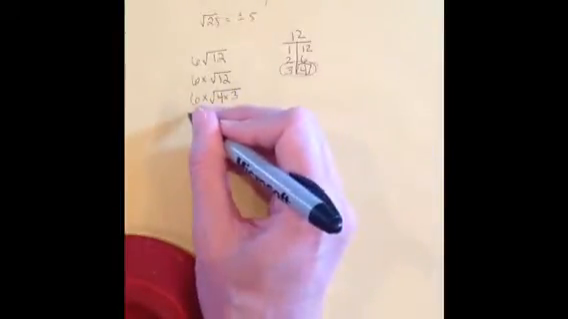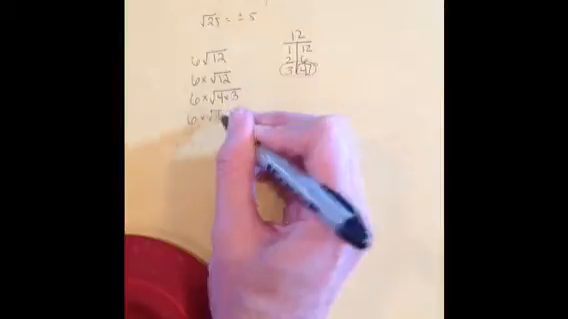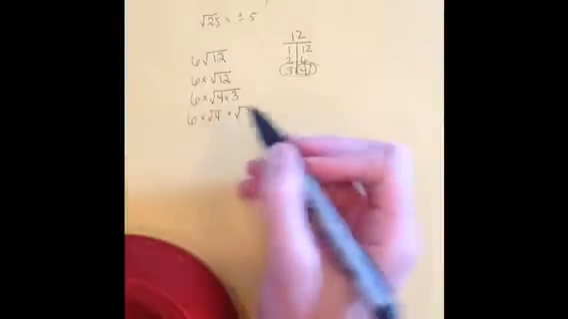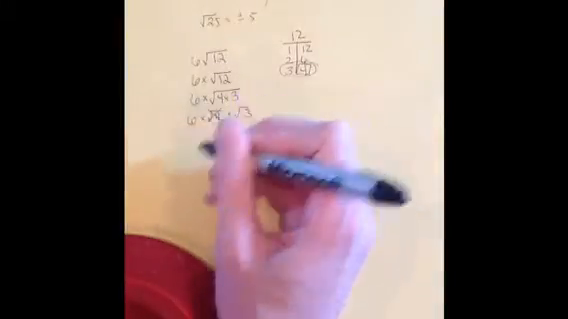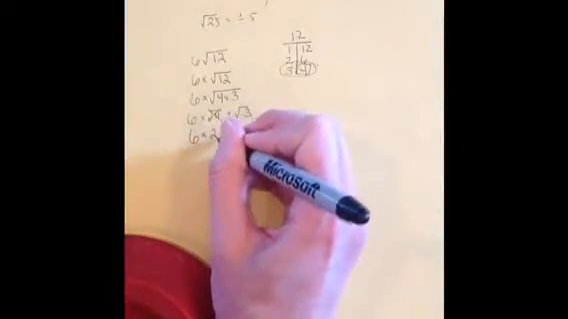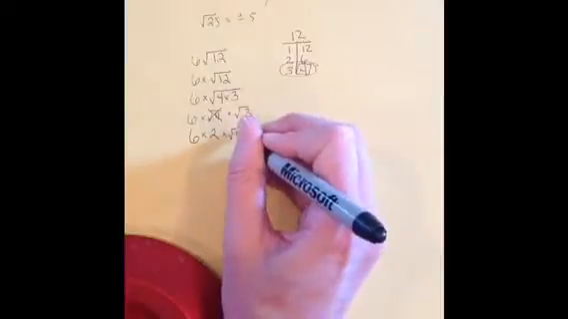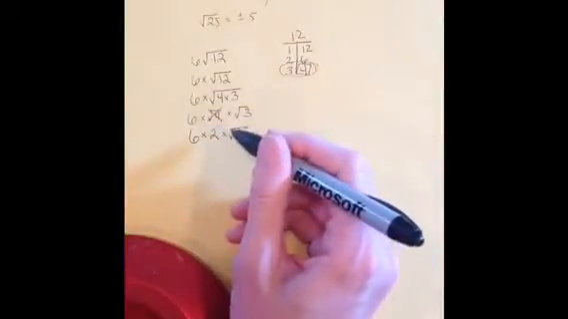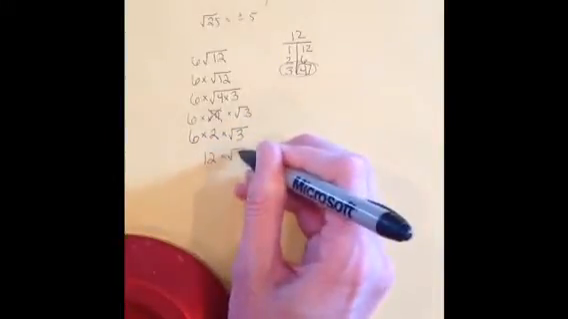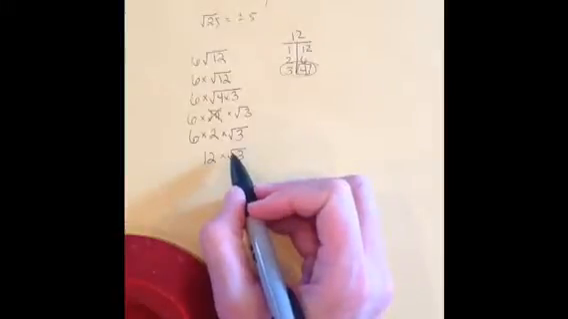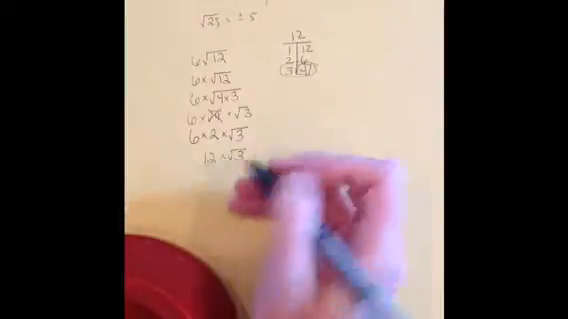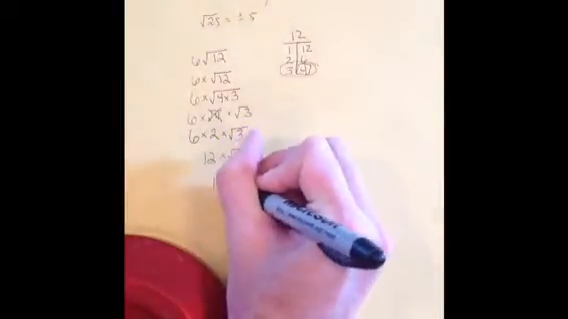Then we're going to break it up even more: 6 times the square root of 4 times the square root of 3. Now we know the square root of 4 is plus or minus 2, right? So we're going to cross this out. We're going to say 6 times 2 times the square root of 3. Now, 6 times 2 is 12 times the square root of 3. We cannot simplify the square root of 3 any more than it already is, and we cannot simplify 12 any more than it already is. So our final answer is going to be 12 square root 3.